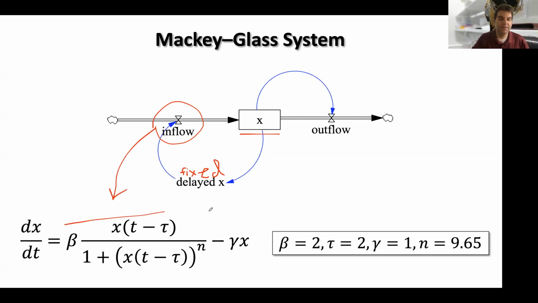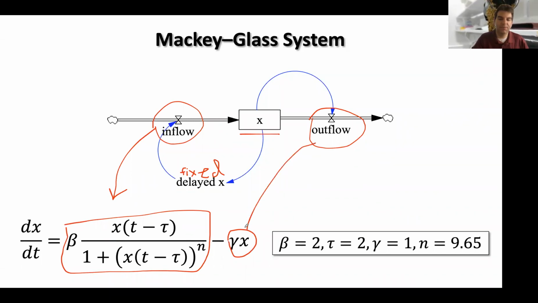So this is the inflow, and the outflow here is given by this expression here. I've just written our stock and flow diagram in a more mathematical form, but otherwise you just implement this expression in the inflow, and this expression in the outflow. Now, there are parameters inside here: beta, tau, which is the delay, gamma, which is the death rate, and n, which is an exponent in this shape here.